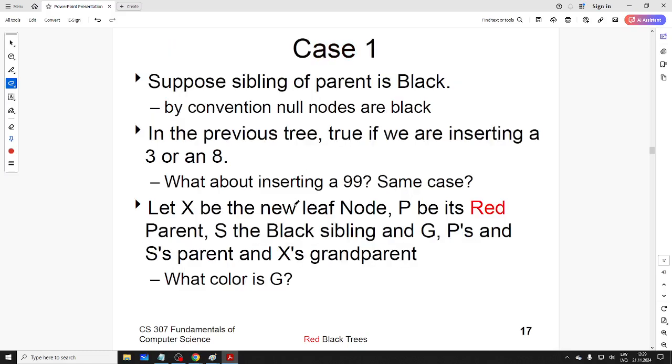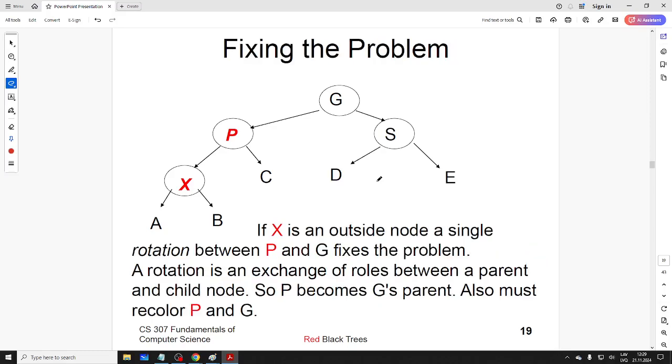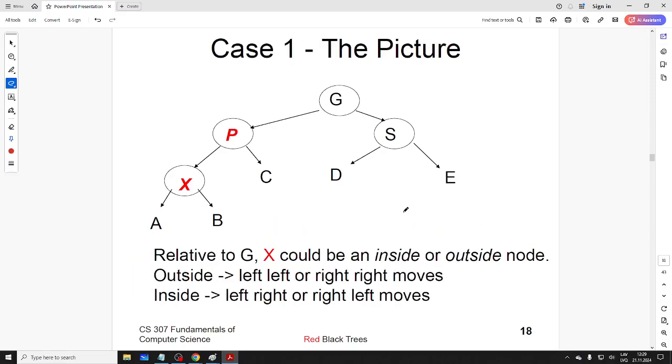Let's look at examples. If you have a case where the parent is black, let's look at this simple example. Here X, we're inserting X. First of all, this part here is bad already. Let's look at some visualizations.